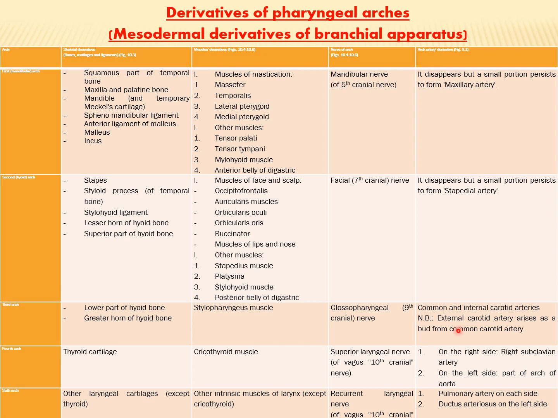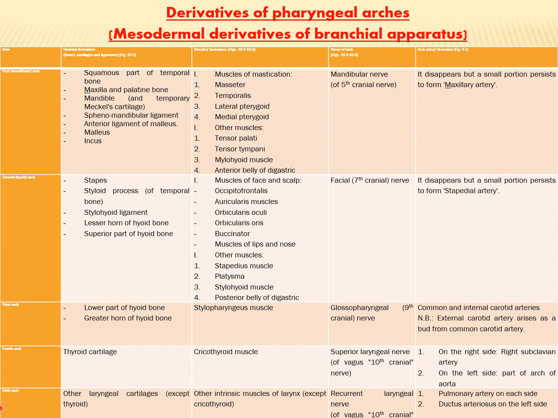carotid, and external carotid. The fourth arch, skeletal element is thyroid cartilage, and the muscular element is cricothyroid muscle, supplied by superior laryngeal nerve of vagus. The arch artery will be discussed later on in this lecture. On the right side forms the subclavian, right subclavian. On the left side form part of the arch of the aorta.